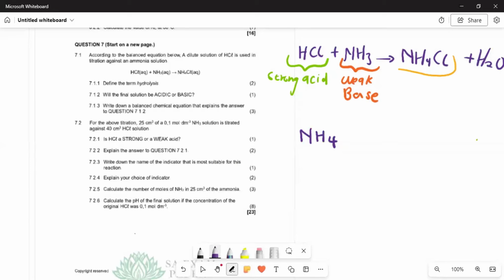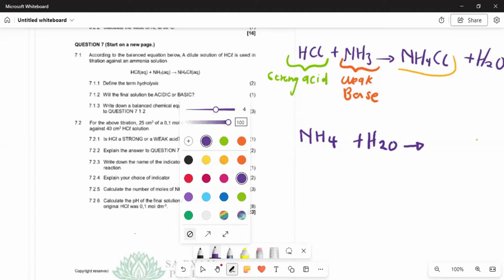Now, first we define what is hydrolysis. We said hydrolysis is this reaction of your salt and water, and as a result, this would change the pH of the solution. So this is our salt whereby hydrolysis would occur, right? Now, we need to write down the balanced chemical reaction for this.